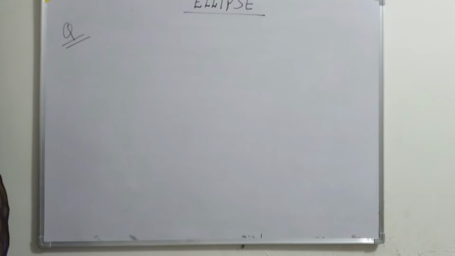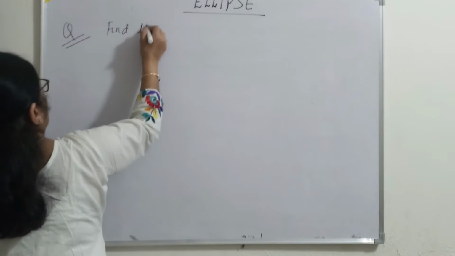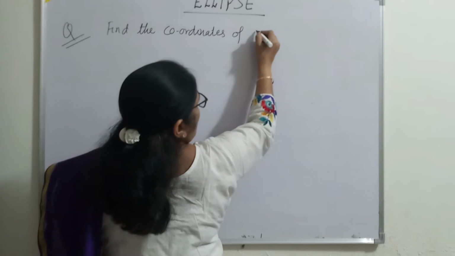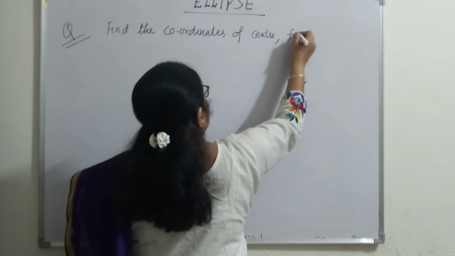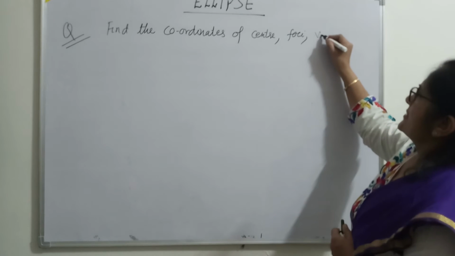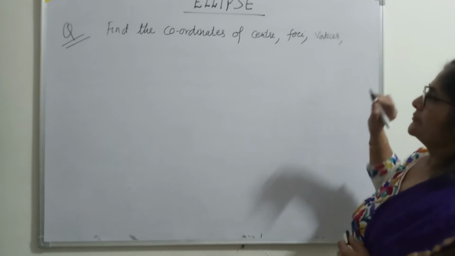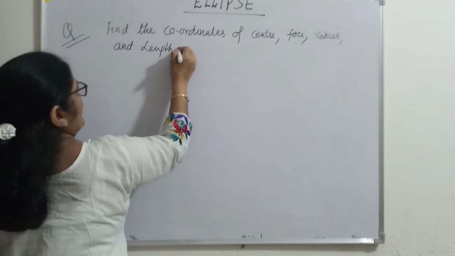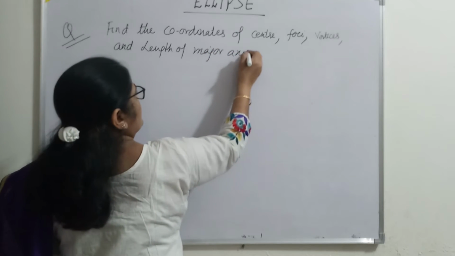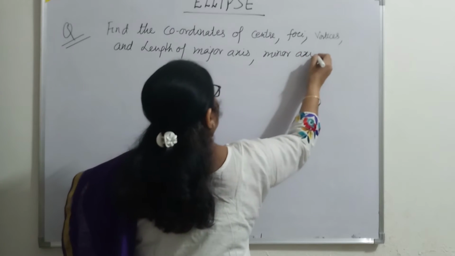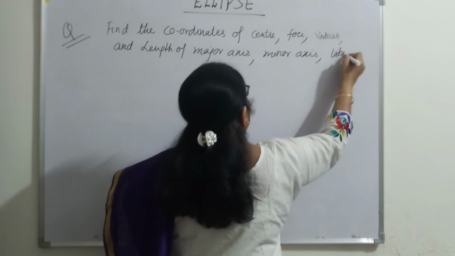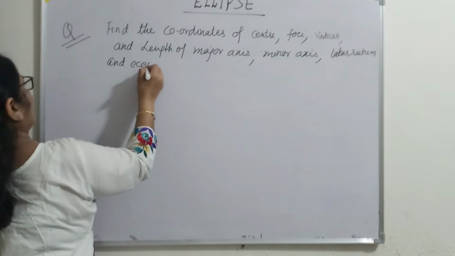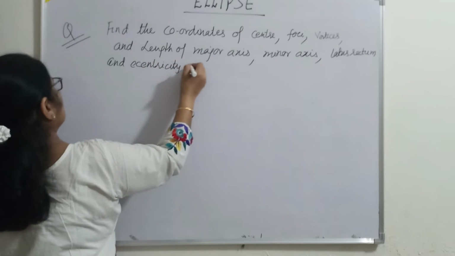The question is, find the coordinates of center, foci, vertices and the length of major axis, minor axis, latus rectum, and also find the eccentricity of the ellipse.